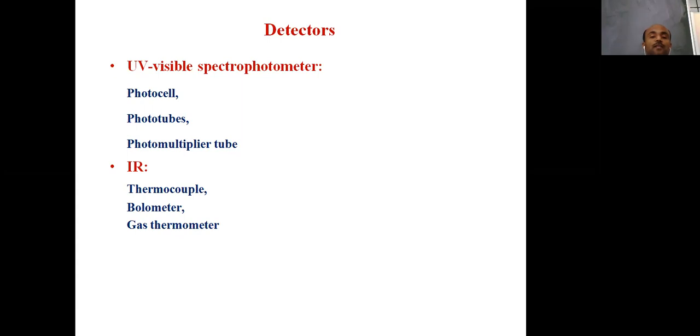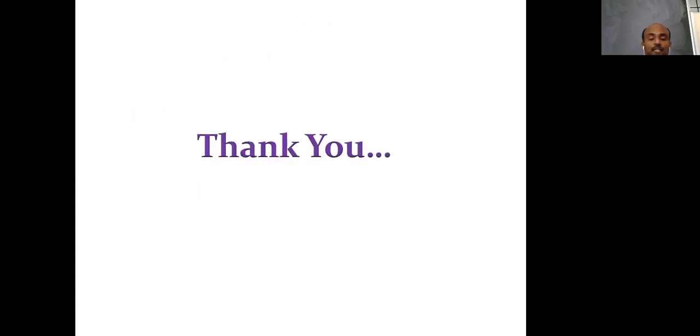Next component is the detector. In UV visible spectroscopy, photocell, phototubes, and photomultiplier detectors are used, while in IR spectroscopy, thermocouple, bolometer, and gas thermometers are used as a detector. So this is all about the different components of a typical spectrophotometer. Thank you.